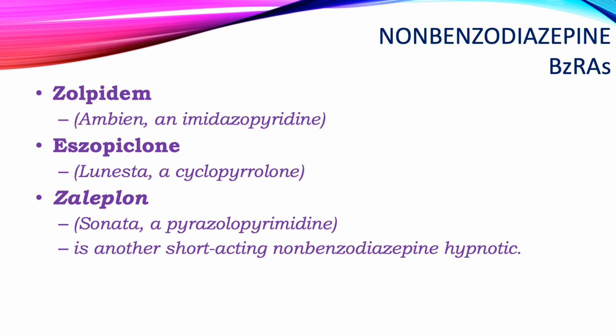The next one, we have the non-benzodiazepine drugs: zolpidem, which has the pharmacophore imidazopyridine; eszopiclone, which has the pharmacophore cyclopyrrolone; and zaleplon, which has the pharmacophore pyrazolopyrimidine. So for another activity on this part, you look for the structure of these Z drugs and identify the mentioned pharmacophore. So that will be all for our benzodiazepine discussion.